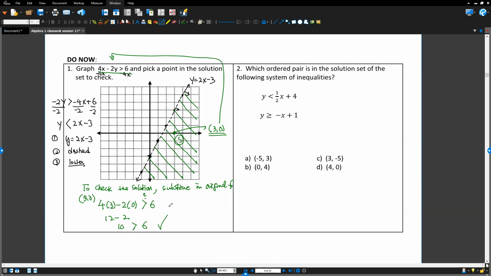Now, this one is without using a graph. You check both. Okay, you should satisfy both. That is what a system of inequalities is. First, we can check this one. Negative 5 and 3 is working. Put these numbers over here: y equals 3, x equals negative 5.